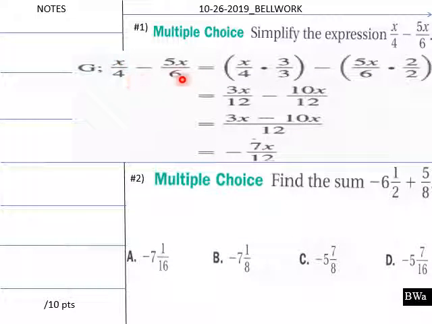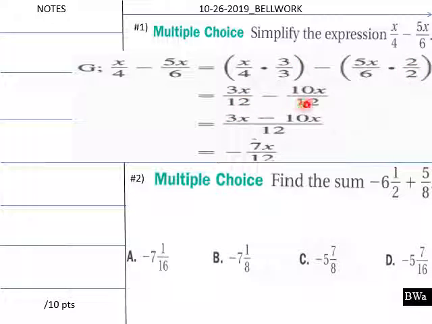And then G would be the best representation of a simplified solution here. x over 4 minus 5x over 6. What we do here is we go x over 4 times 3 over 3, and then 5x over 6 times 2 over 2.